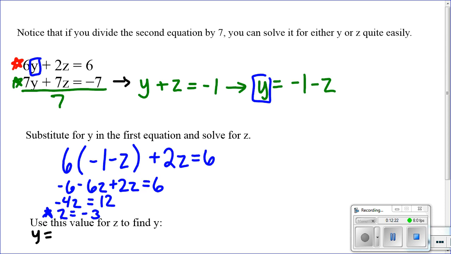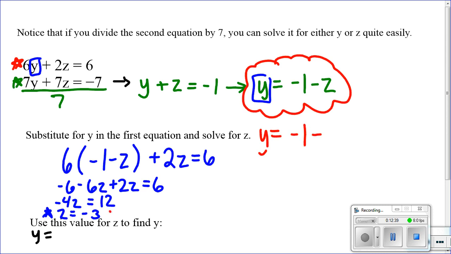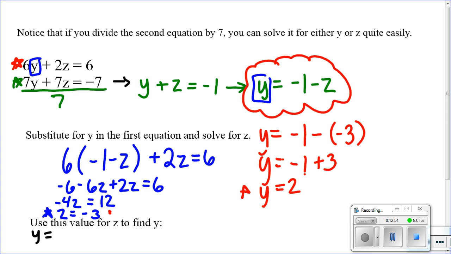So if z equals negative 3, remember, I have this equation that is already solved for y. So I can take that value for z and I can substitute that into this equation. So y equals negative 1 minus what I got here, negative 3. So y equals negative 1 plus 3, and then y equals 2. So now I also have a value for y. So I have z equals negative 3, y equals 2. Now think for a second, if you have two of the variables, I can go back and find that third one using some substitution.